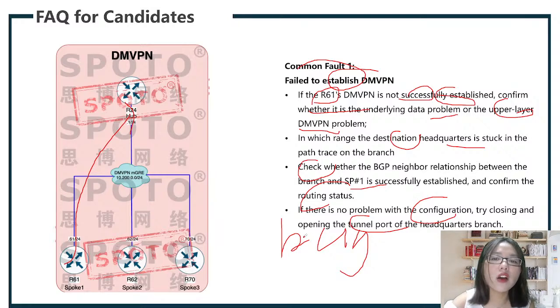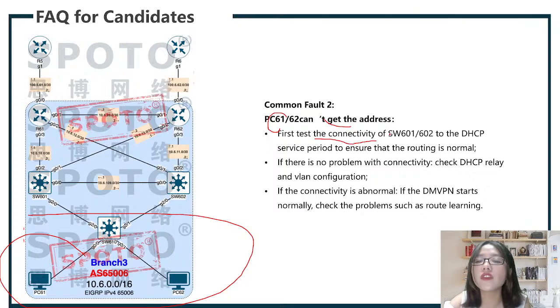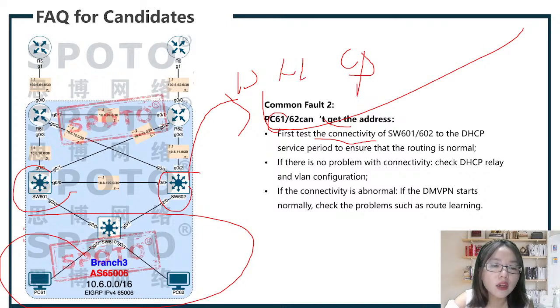And the second default is PC 61 and 62 can't get the IP address. These two hosts can't get address. First, we should test the connectivity of switch 601, 602 to a DHCP server, to ensure that the routing is normal. If there is no problem with connectivity, check DHCP relay and VLAN configuration.